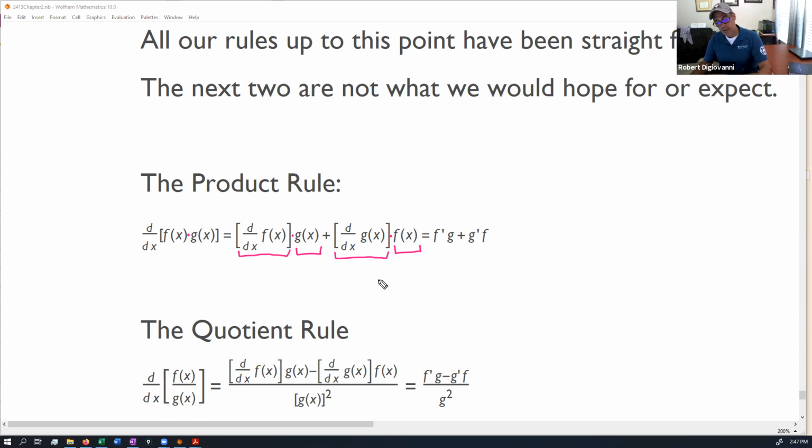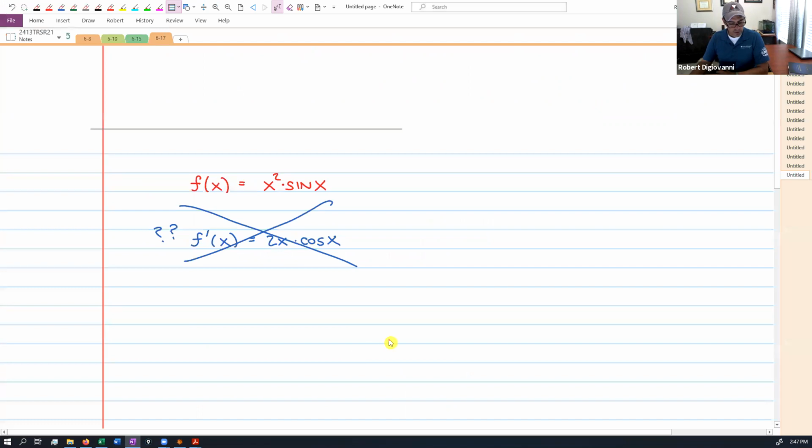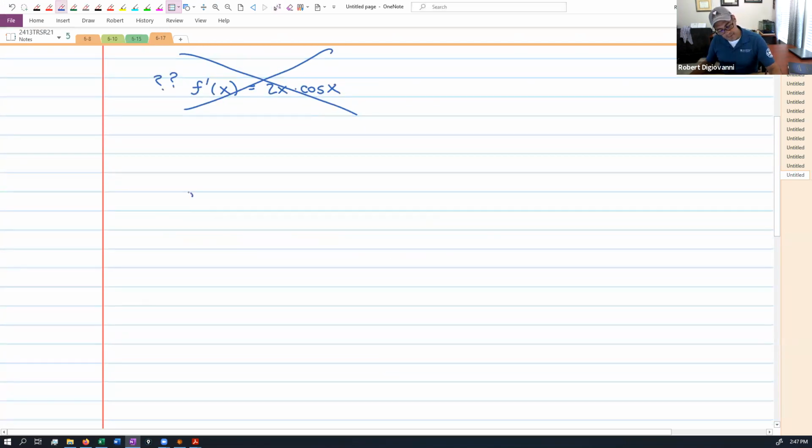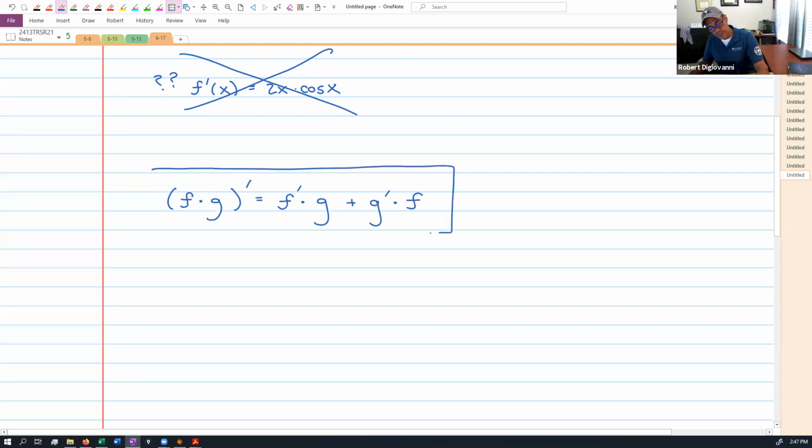It's weird. And again, I'm not going to prove to you why this is the way it is, but that's the rule. This is a shorter way of writing it. If you have two functions being multiplied, let me do this on a different page. The product rule says, if I have a function f times a function g, and I want to know what the derivative is, it's the derivative of f times g plus the derivative of g times f. And that is your product rule.